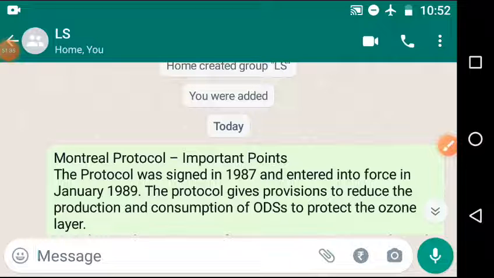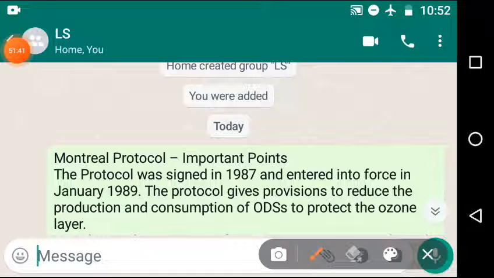What it is saying here, the Montreal Protocol was signed in 1987, and it entered into force in January 1989. So it entered into force in January 1989. It took some years to put that plan into effect, because it is mainly dealing with reducing the usage of ozone depleting substances.